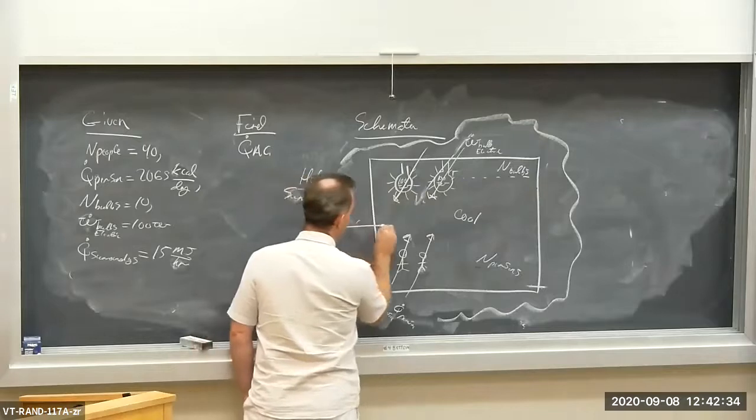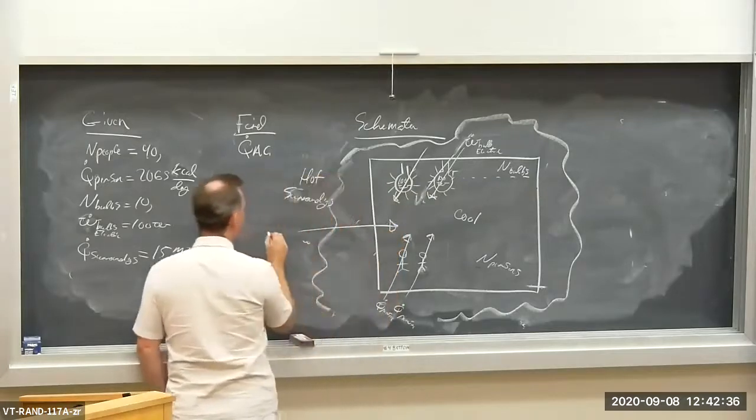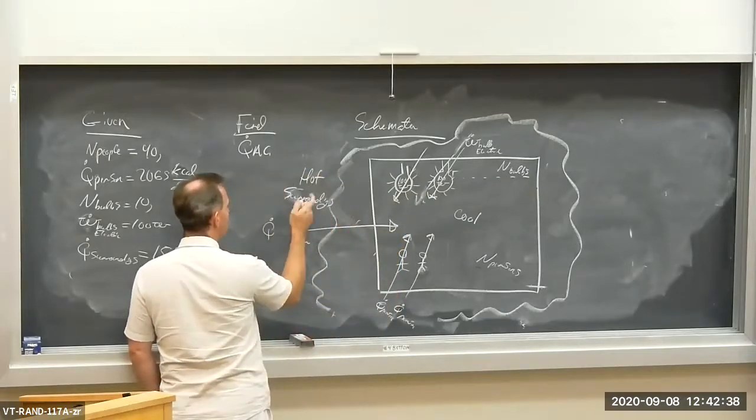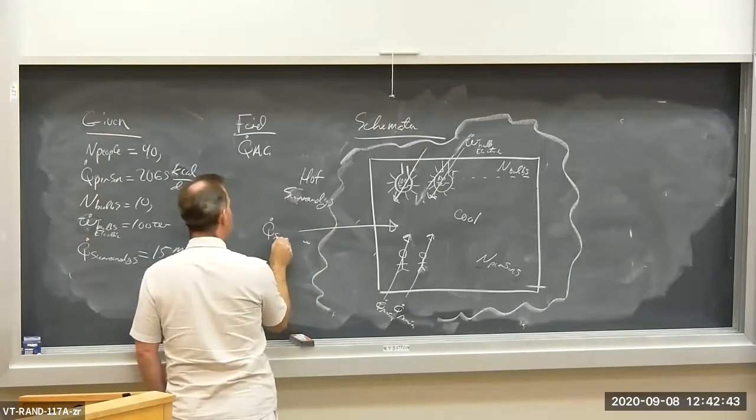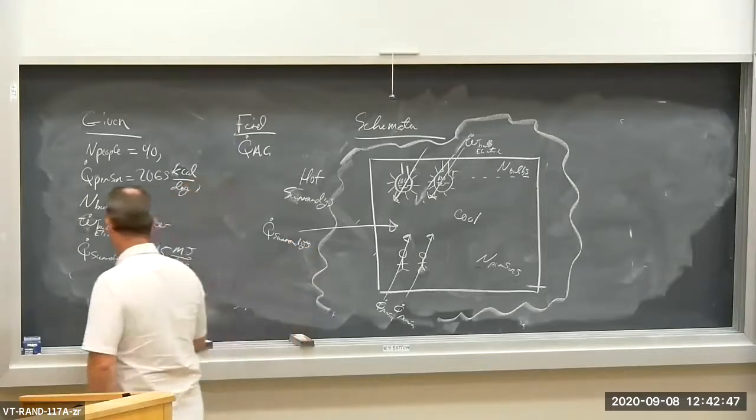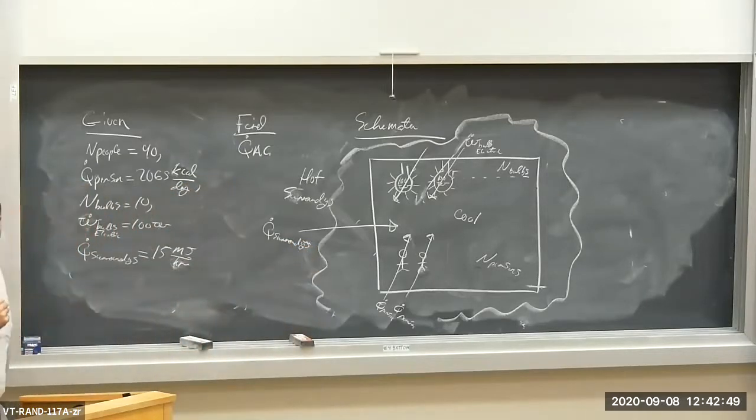So we can think of heat being added at a certain rate from the hot surrounding to the cool room through the walls, and we're going to call that Q dot surroundings. And that's going to be 15 megajoules per hour. So that's the amount of heat being transferred into the cool room from the hot environment.